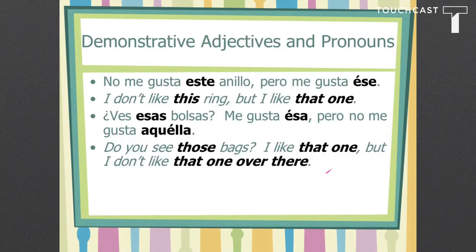I replaced that word. ¿Ves esas bolsas? Me gusta esa, pero no me gusta aquella. Again, esa and aquella in that second sentence refer back to bolsa and agree in gender.